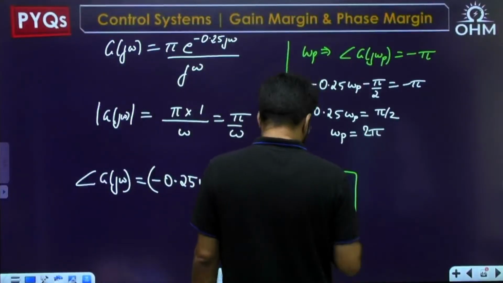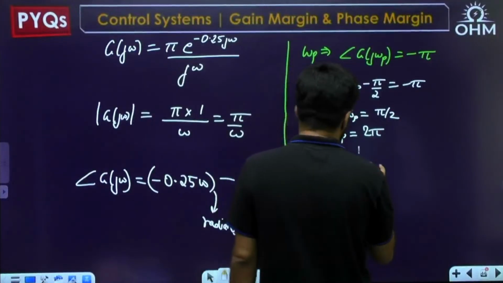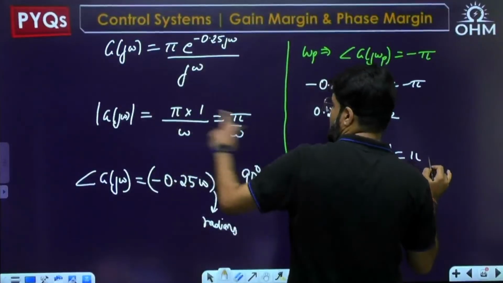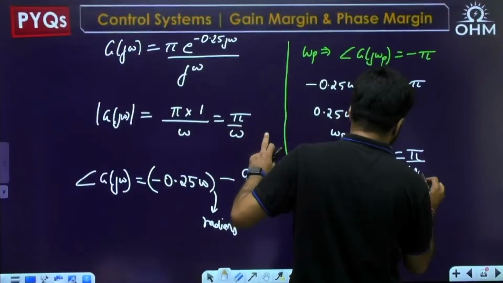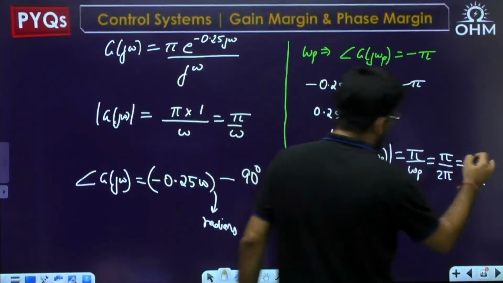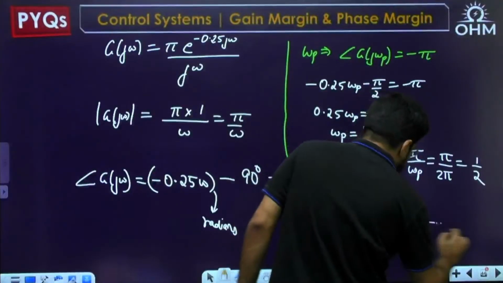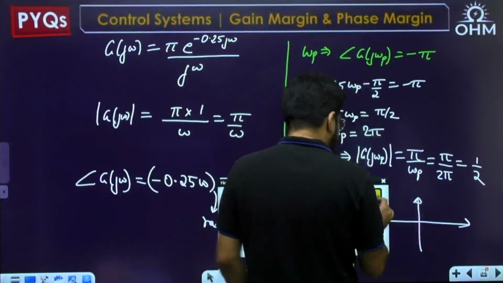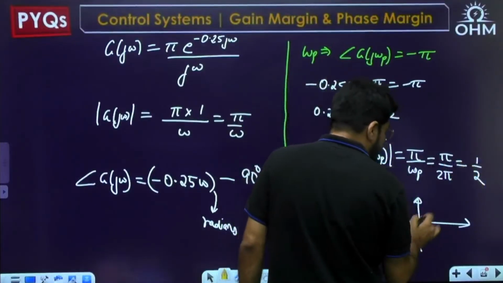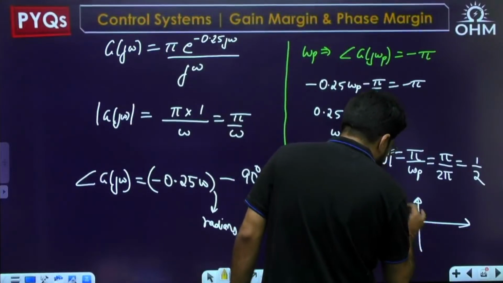So at omega p, what is the magnitude? Mod G(j omega p) will be, the magnitude is pi by omega p. Omega p is 2 pi. So pi by 2 pi, 1 by 2. What is the magnitude? 1 by 2. That means omega p is the point here where the Nyquist plot cuts the negative real axis, and the magnitude means distance from origin should be 1 by 2. Distance of this point from origin should be 1 by 2.